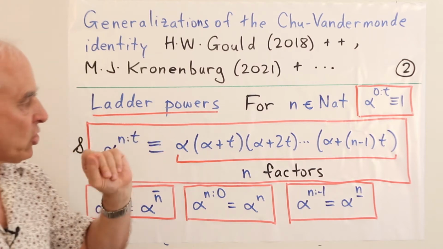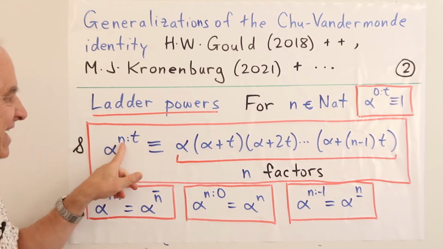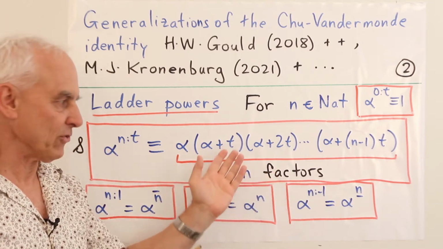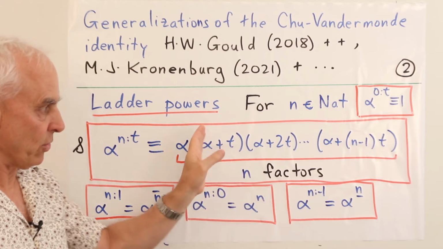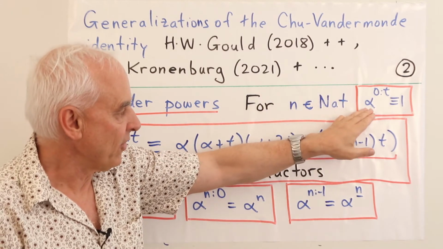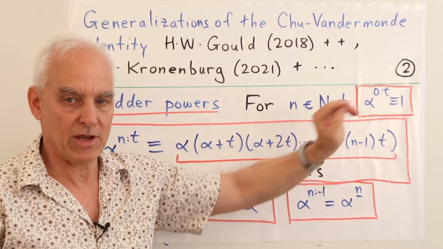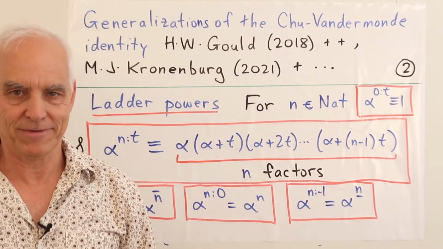Now, just a special case, what happens when n is actually 0? It's not so clear what we mean by 0 factors here. So this definition doesn't work so well. So let's single out this separate case, and agree that alpha to the 0 colon t is equal to 1 always.